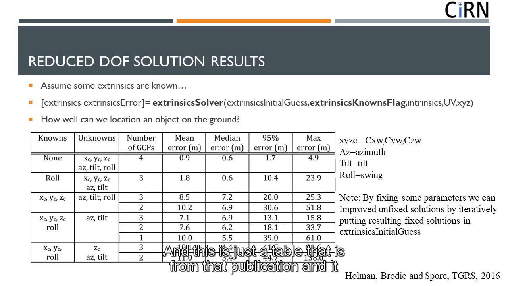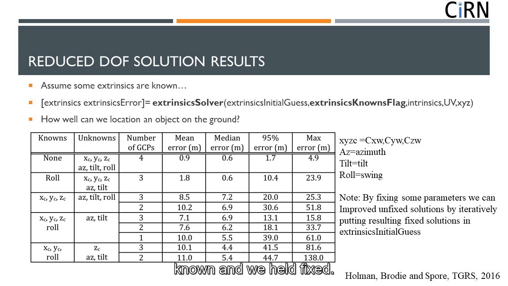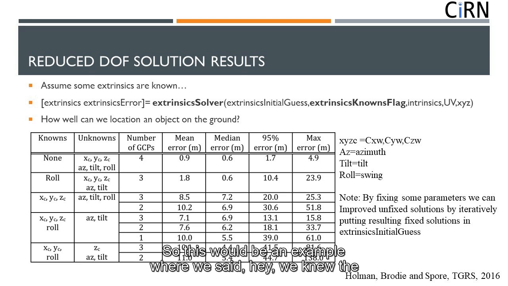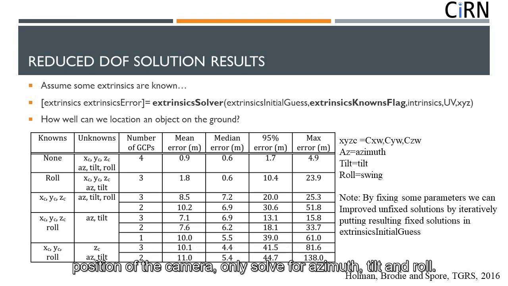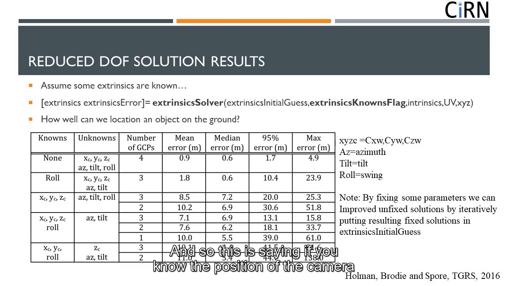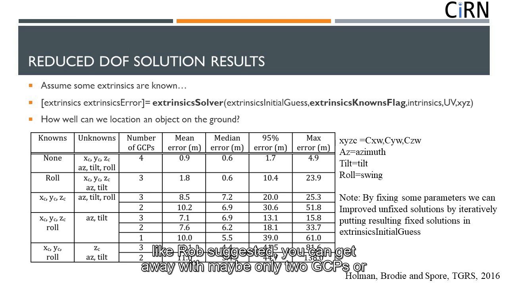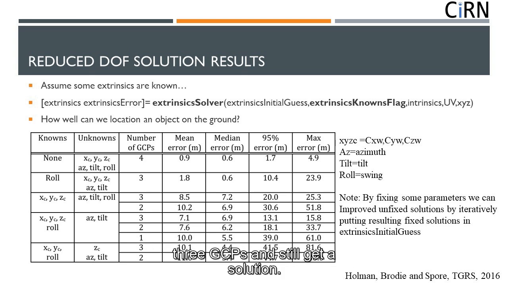And this is just a table from that publication. It goes through basically the parameters that we said were known and held fixed. So this would be an example where we said, hey, we knew the exact position of the camera. We don't want you to solve for the position of the camera, only solve for azimuth, tilt, and roll. This is saying if you know the position of the camera, like Rob suggested, you can get away with maybe only 2 or 3 GCPs and still get a solution.